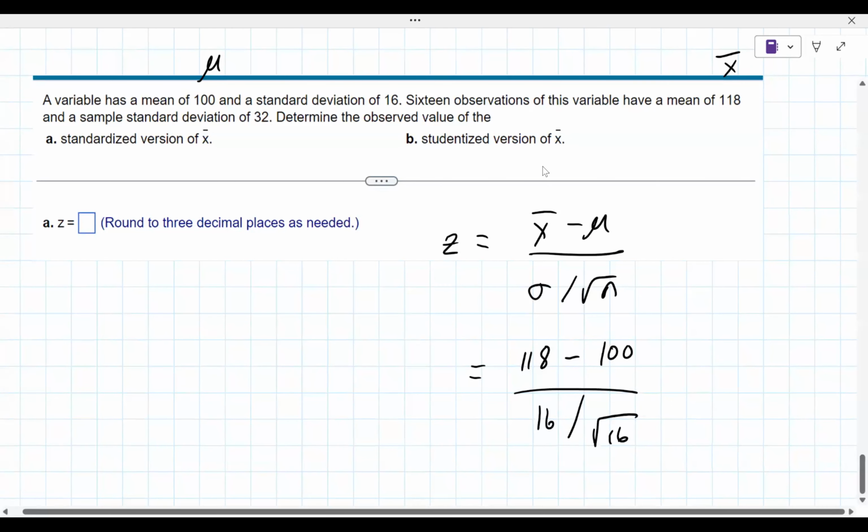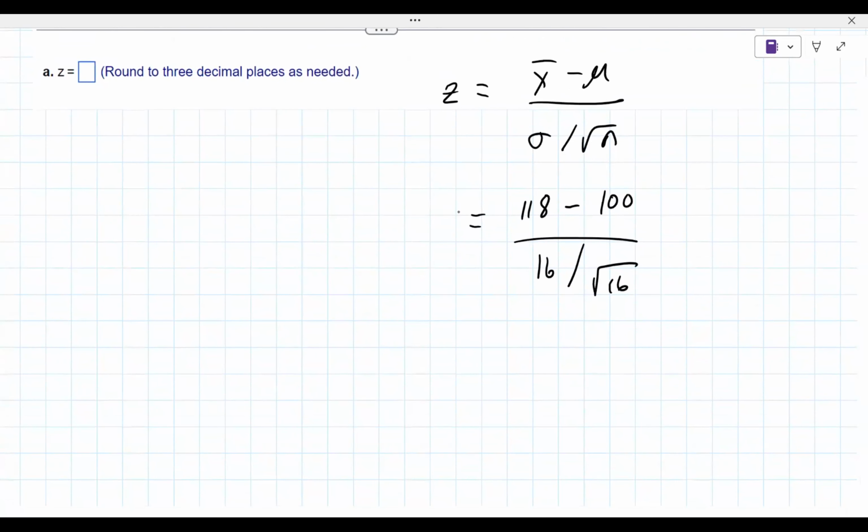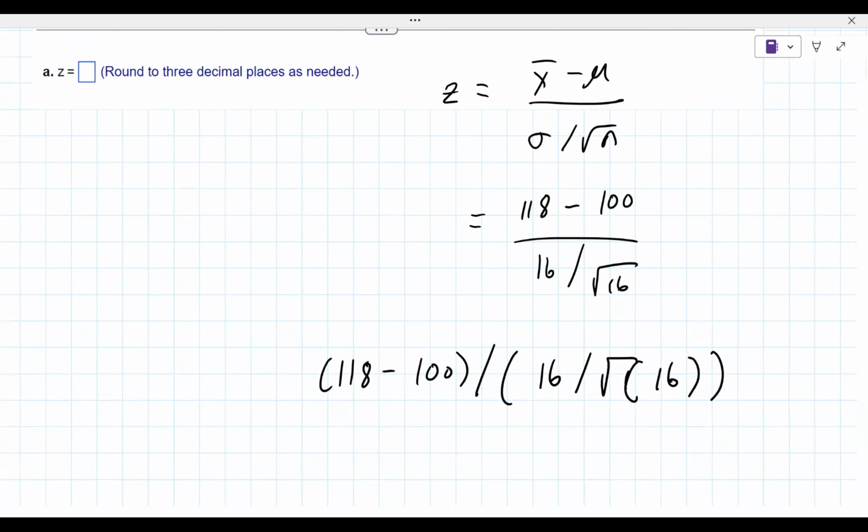All right, now in terms of how you enter this in your calculator, you gotta be super careful. I don't know if you have the ability to do a fraction in your calculator, but if you don't, you have to do the numerator first, then a parentheses, 16 slash square root 16, close, close, like that. Okay. So go ahead and work that out. Let me know what you come up with. Okay.